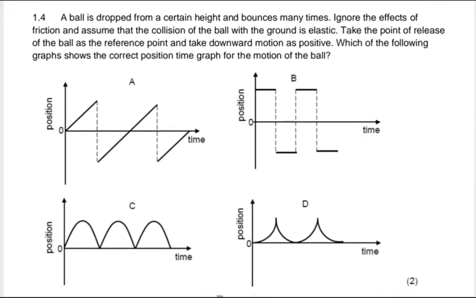1.4 says a ball is dropped from a certain height. Again, dropped means initial velocity must be 0, you're dropping it. Ignore the effects of friction and assume that the collision of the ball with the ground is elastic. So this ball is bouncing to the same height. If a ball collides with a wall or the ground elastically, it's going to have the same speed as it struck the ground or the wall with. In the case of the ground, it means the ball must reach the same height. The point of release is the reference point, and take downward motion as positive.